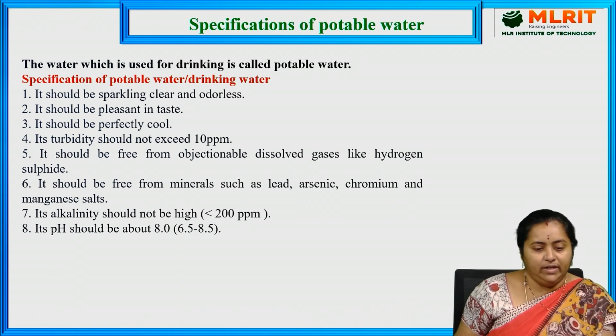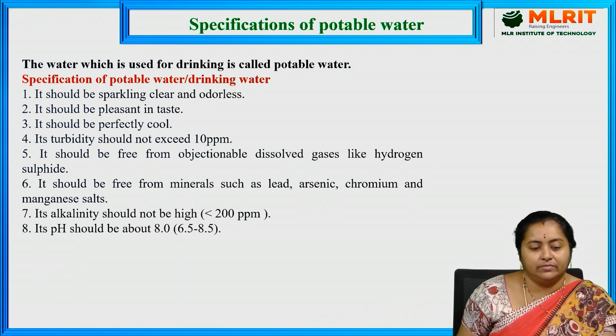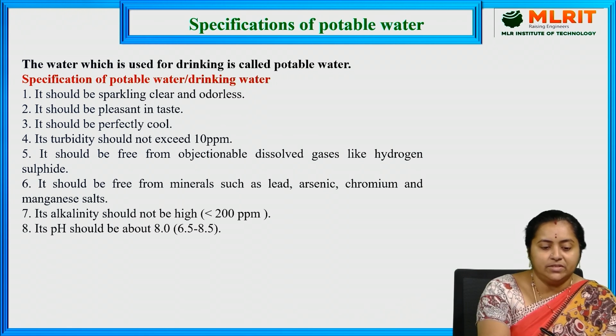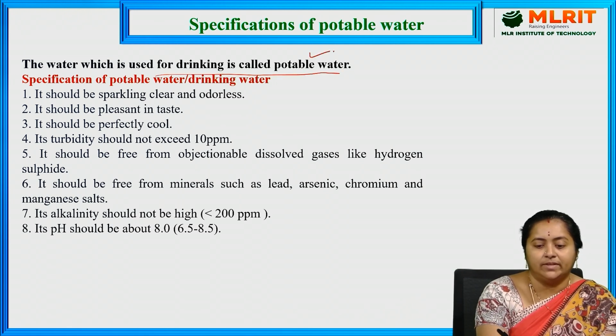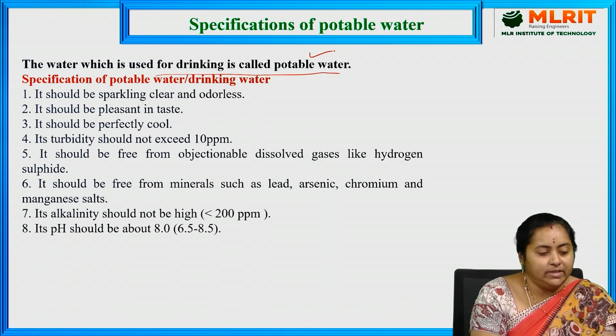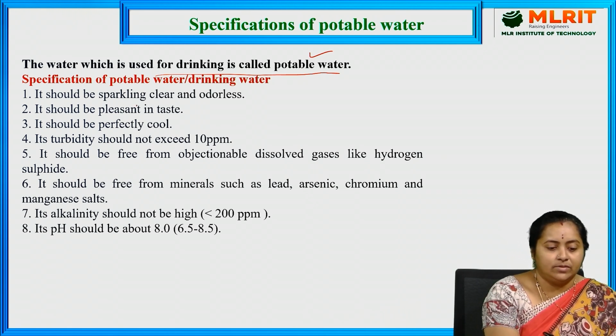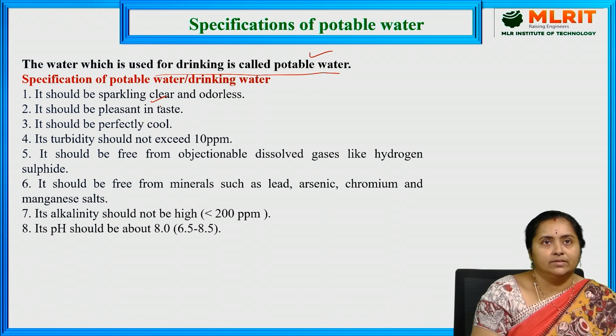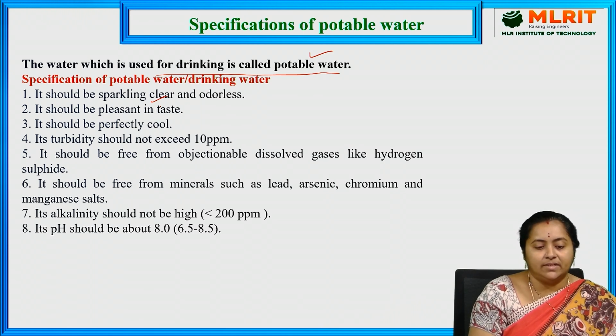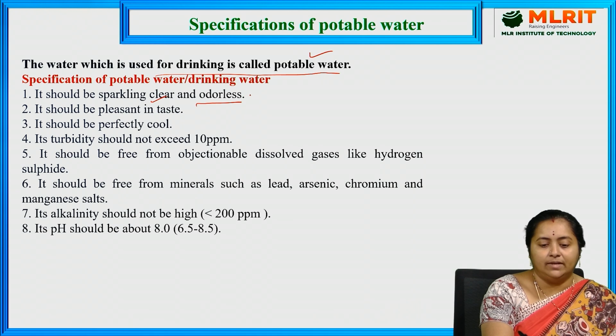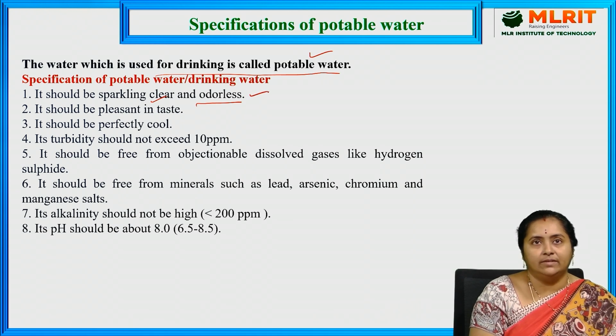The following are the specifications given for potable water, or drinking water. The water which is used for drinking purposes is what we call potable water. It has some specifications. Let us see them one by one. It should be sparkling clear. The water should be very clear, which means it doesn't have any suspended solid particles. At the same time, it should be odorless, which means it shouldn't have any smell.